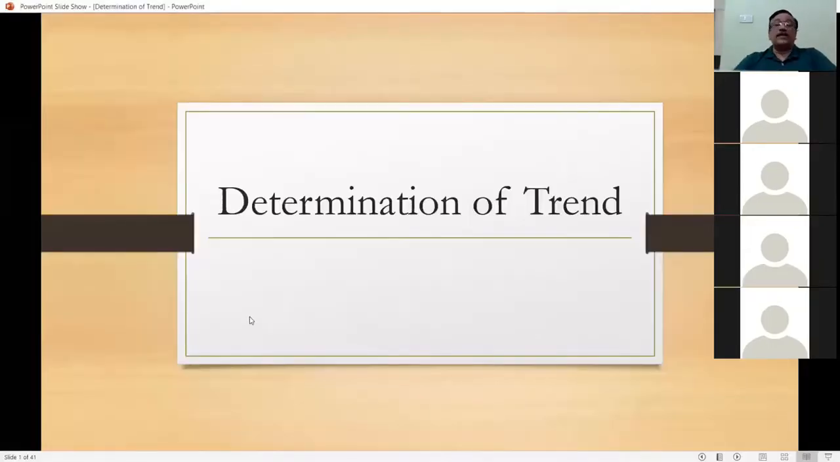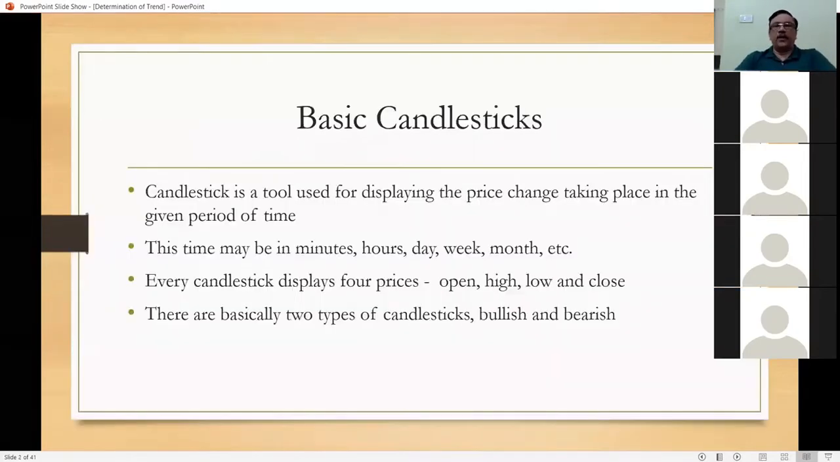The trend, determination of trend. Now, what is trend? Trend means direction in which the prices are going. They're increasing or decreasing or going sideways. That is called a trend. So, how do we determine the trend?